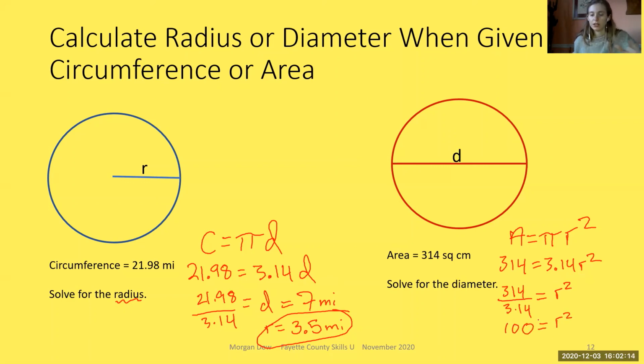So now we want a number times itself that's equal to 100. In other words, we want to know what is the square root of 100, and that's 10. So here the radius is 10 centimeters, and that means that the diameter is 20 centimeters.